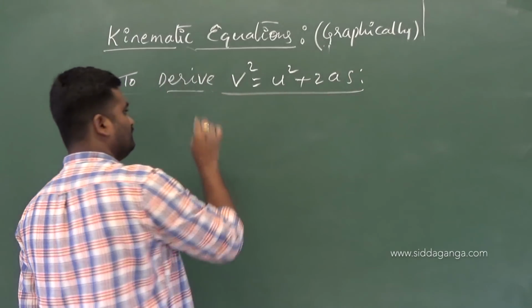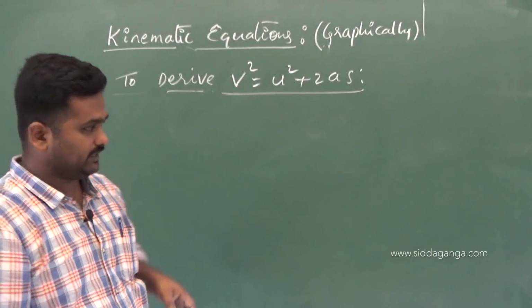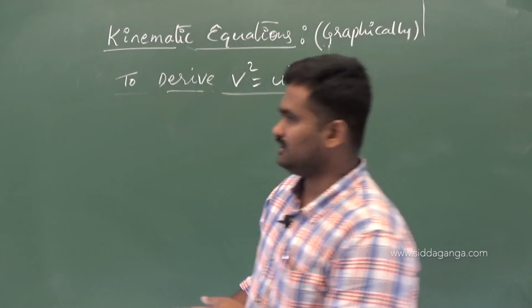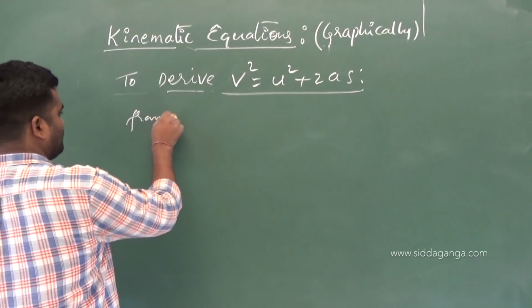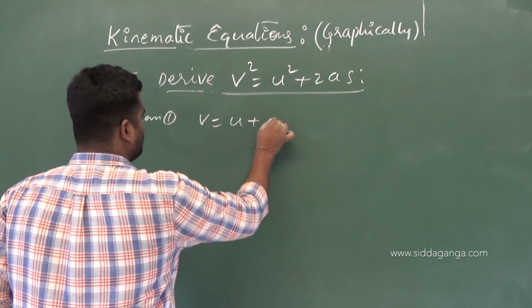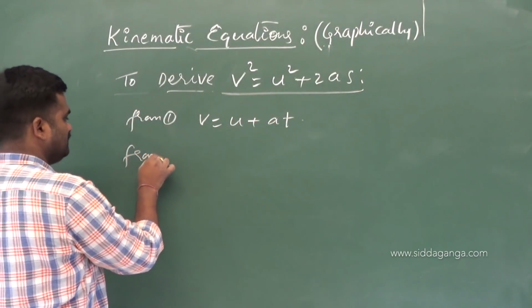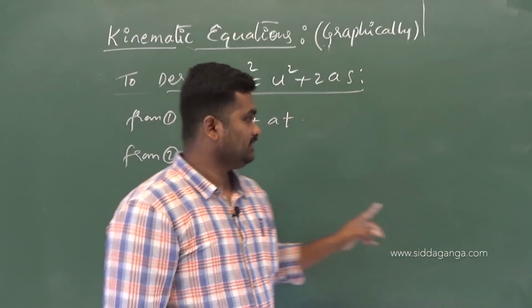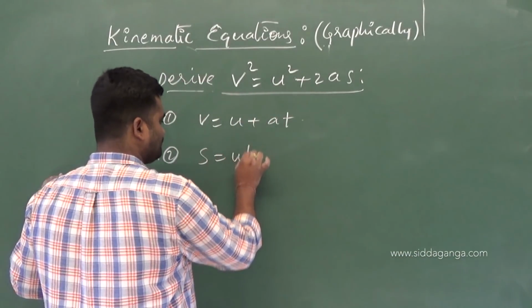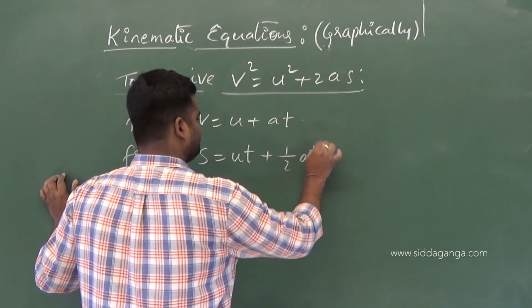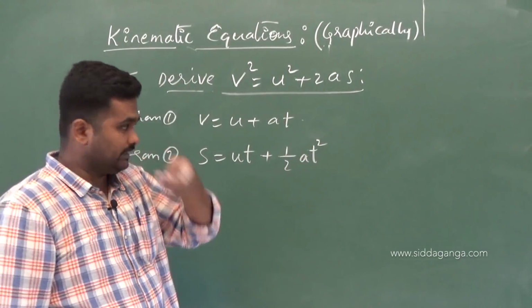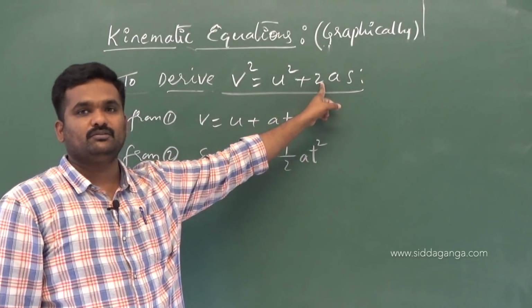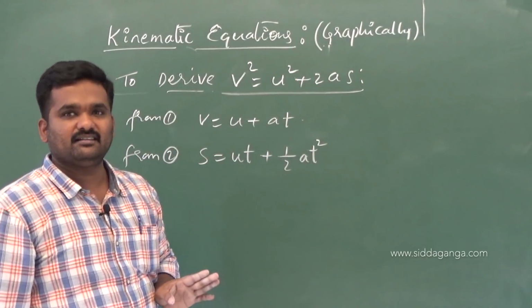What is this equation? You have to study. How to study means? This can be brought once again by just a substitution into the two equations you have studied. From the first equation we have derived V equals U plus AT, and from equation 2 you mark S equals UT plus half AT square. Now just a small substitution. See, in this equation is there any T term? No. The T term should be eliminated here. You will end up with this equation.